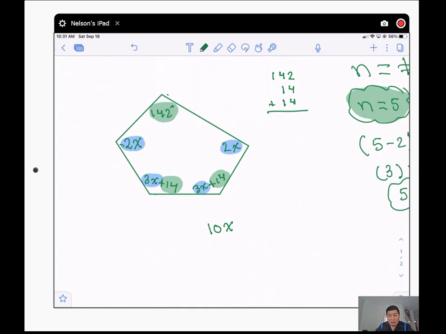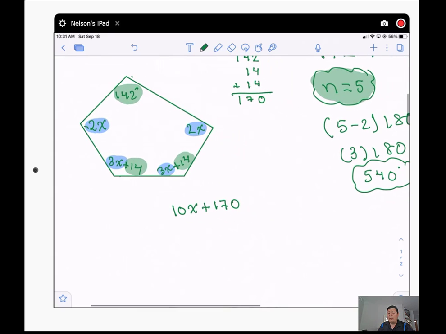So for the first column, 2 plus 4 plus 4, that's going to make 10, carry a 1. Second column is going to be 5, 6, 7. And then I'm going to bring down the 1. So this over here is going to be 170. Now, what we do know is that the sum of all of those angles has to add up to 540 degrees.